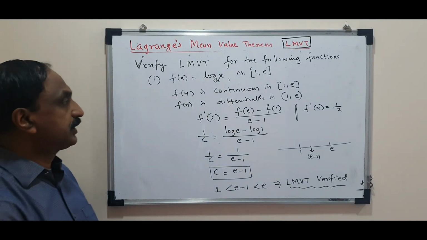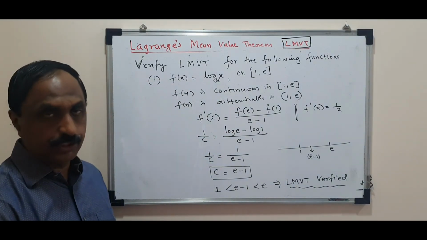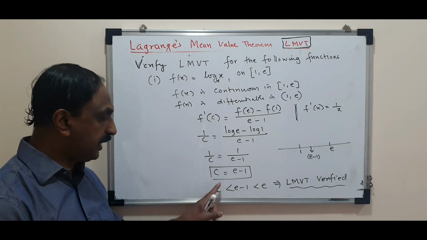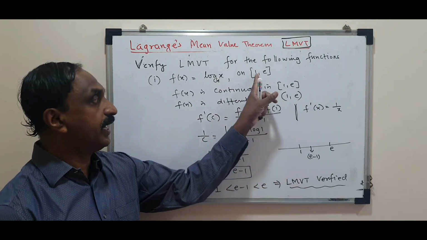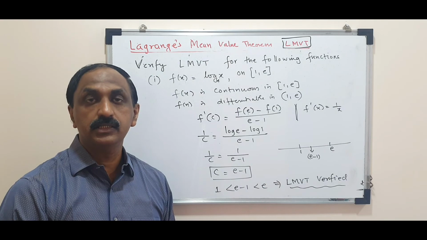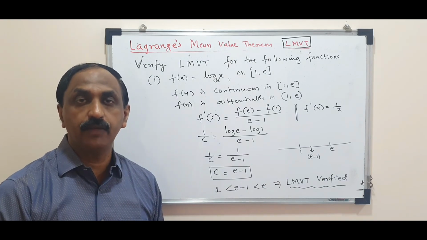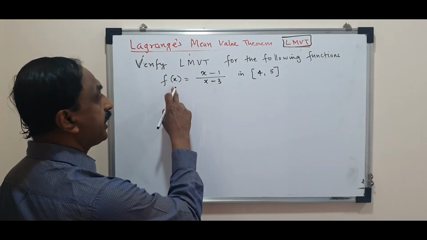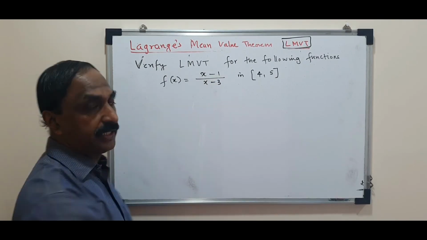So we have checked first, is it continuous, is it differentiable, and we found out the value of c, and we saw that c lies between 1 and e, and hence Lagrange's mean value theorem is verified. Let's try one more problem. Here is a function, x minus 1 upon x minus 3.